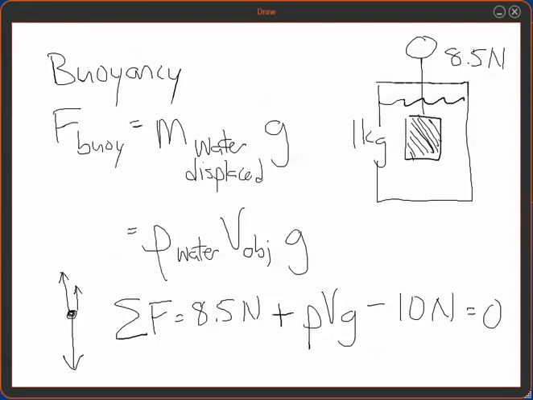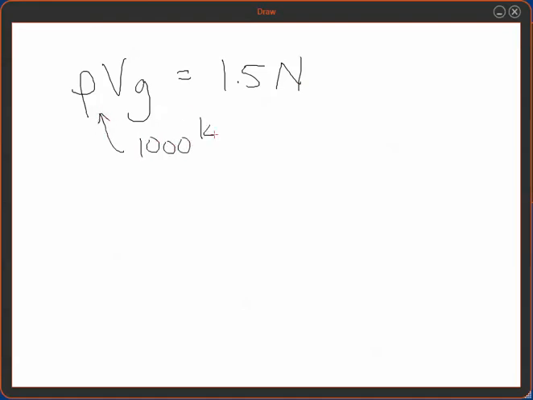Okay, so we can solve that now, and what this means is that rho V g must be 1.5 newtons. I'll just do that subtraction and put them on the other side. The density of water is 1,000 kilograms per meter cubed. Notice that this is the density of the fluid, right? It's not the density of the object, but it's the density we used to calculate the mass of the water that is displaced.